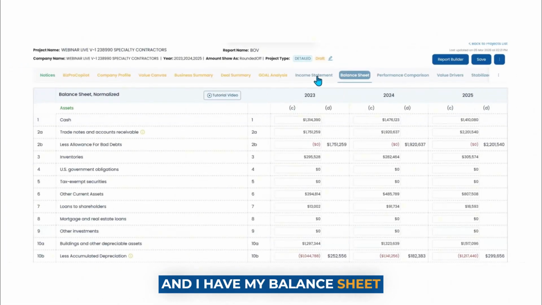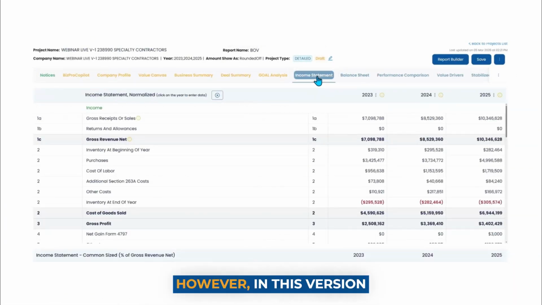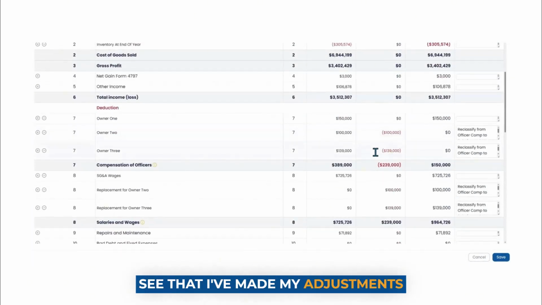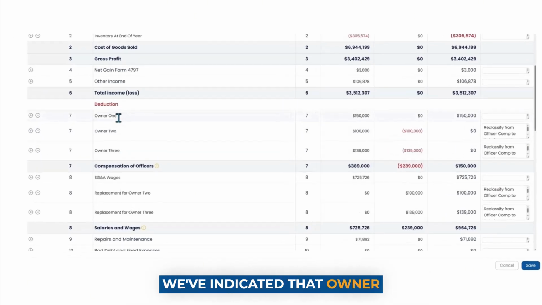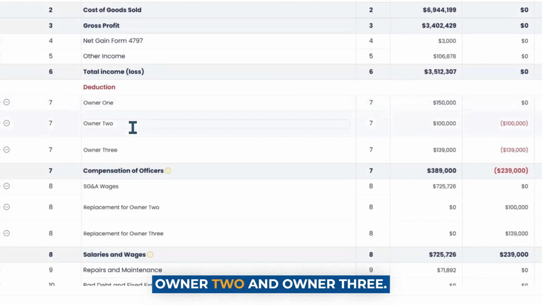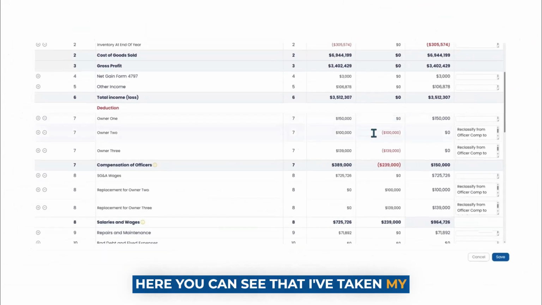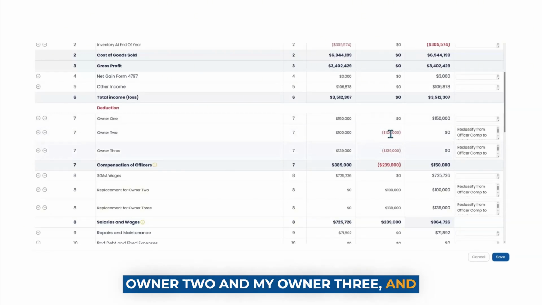And I have my balance sheet and I have my income statement. However, in this version, I can click on the year and I can see that I've made my adjustments. And we've programmed FinTract to recognize the adjustments and the notes. So you can see what I've done here. I've taken owner 1, 2, and 3. We've indicated that owner 1 is the primary owner, and owner 2 and owner 3 we reclassified. Here you can see that I've taken my owner 2 and my owner 3, and I've reclassified that from officer compensation to salaries and wages.